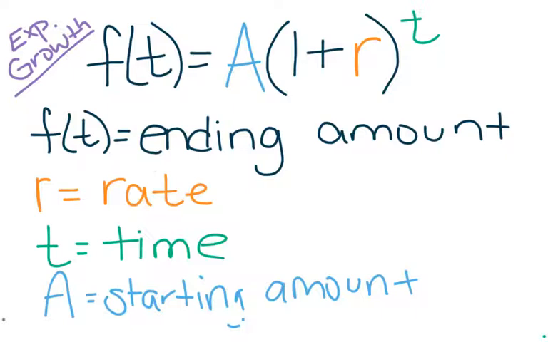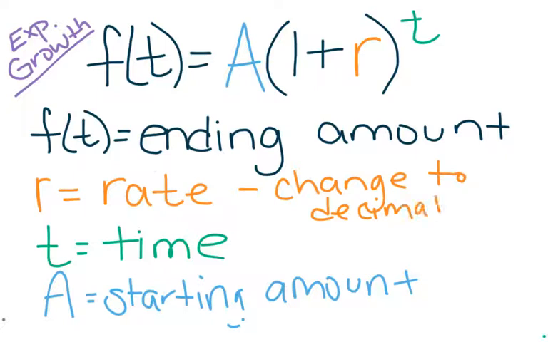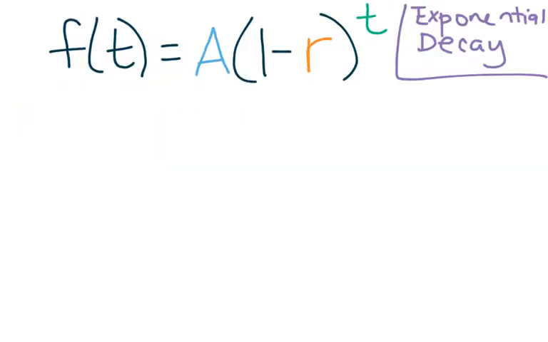R is always going to be a rate. You always need to change it to a decimal. So usually it'll be in percentage. Make sure you change it to a decimal or you're going to get the wrong answer. And then T is always going to be time. So that is going to be for when anything is growing exponentially, or increasing in value, or appreciating in value.